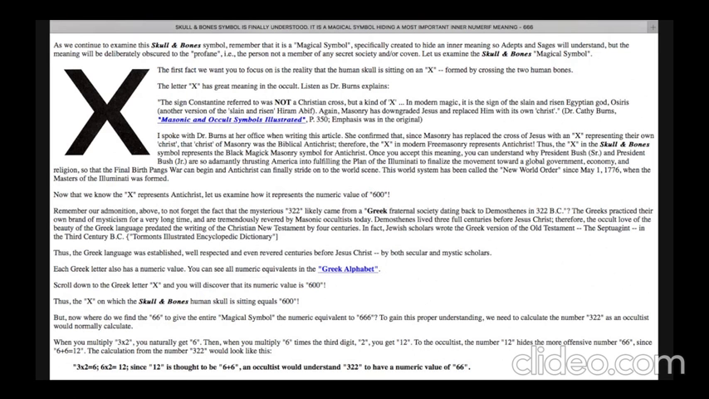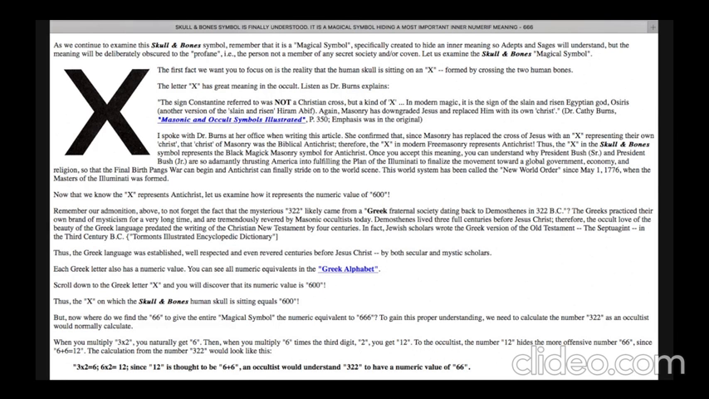The first fact we want you to focus on is the reality that the human skull is sitting on an X, formed by crossing the two human bones. In modern magic, it is the sign of the slain and risen Egyptian god Osiris. Masonry has replaced the cross of Jesus with an X representing their own Christ. The Christ of Masonry was the biblical Antichrist. Therefore, the X in modern Freemasonry represents Antichrist. Thus, the X in the skull and bone symbol represents the black magic Masonry symbol for Antichrist.